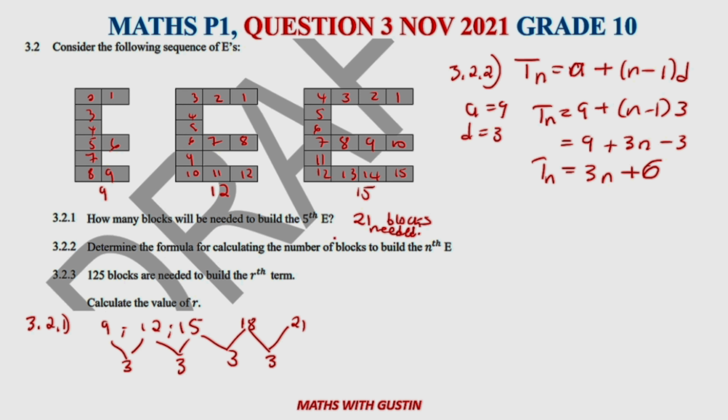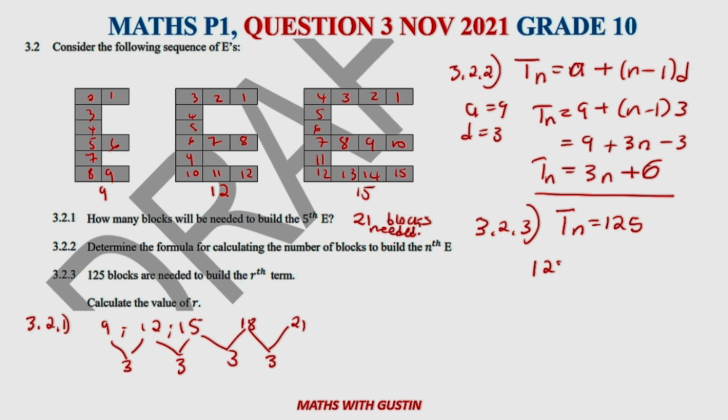So let's come here. 3.2.3. Okay, 125 blocks are needed to build the nth term, calculate the n. Okay, so they're saying the total number of blocks needed to make a particular E is 125. So they are asking us to calculate the term at which this E is at. Okay, so now we already have our formula here from the previous question. So this is what we will do.